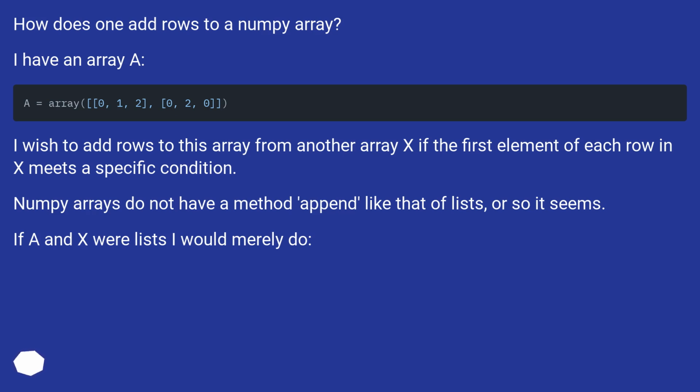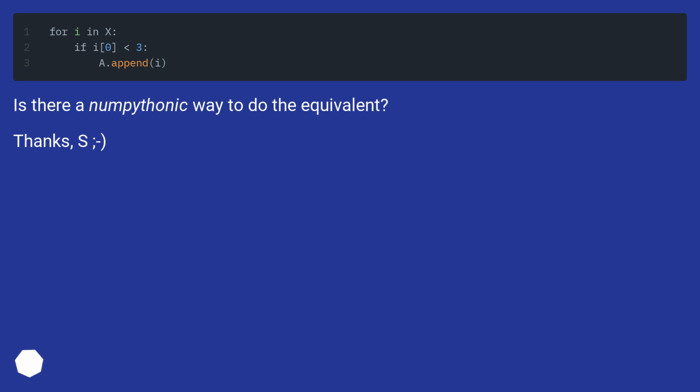NumPy arrays do not have a method append like that of lists, or so it seems. If A and X were lists, I would merely do. Is there a NumPythonic way to do the equivalent? Thanks, S smile.